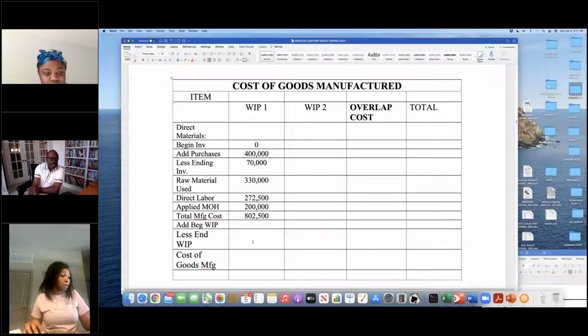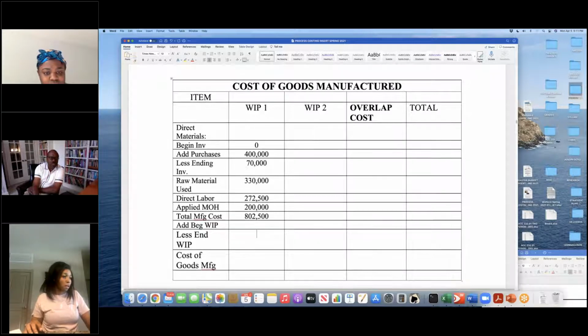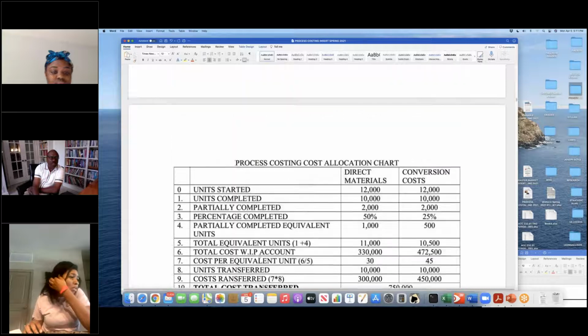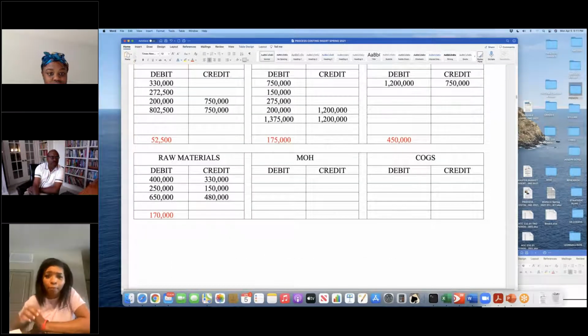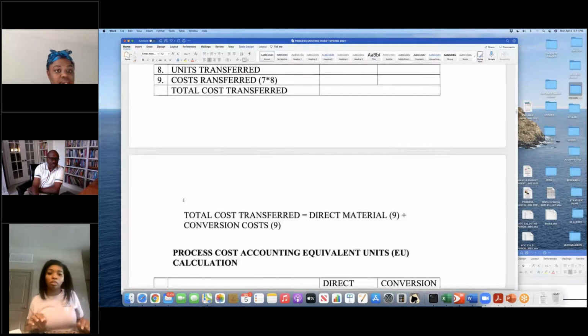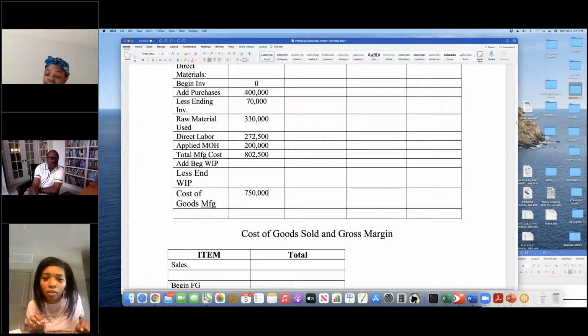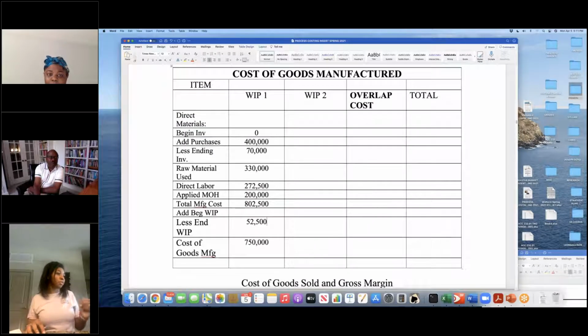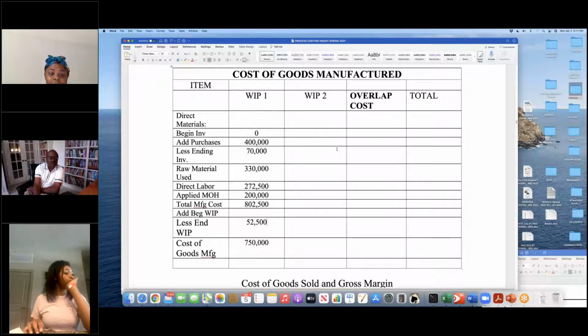We didn't have any beginning. What's our ending inventory in work in process? We transferred out 750, right? Yeah. So what's the ending work in process? We can just look at that T account quickly. 52,500. Mm-hmm. So we're not going to put the beginning. Well, we didn't have a beginning. That's true, 0. You're right. Okay.